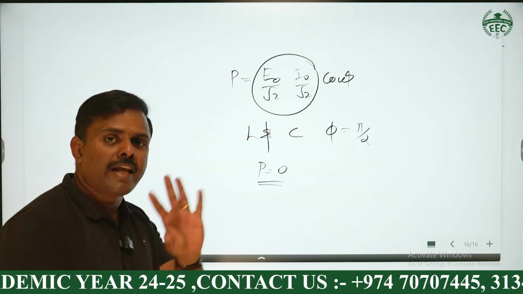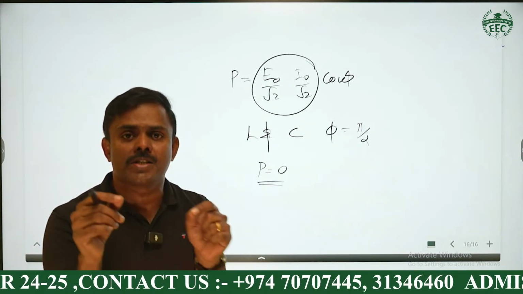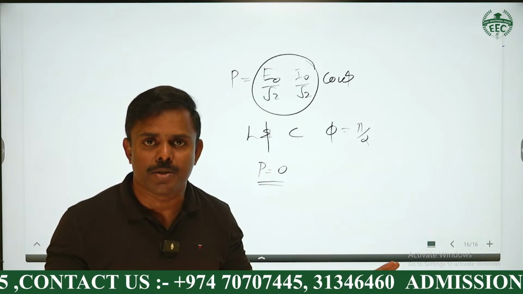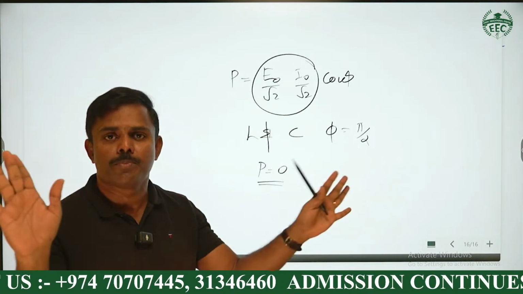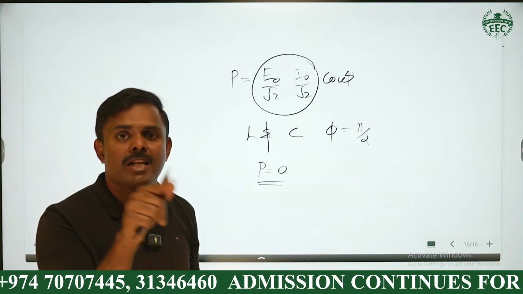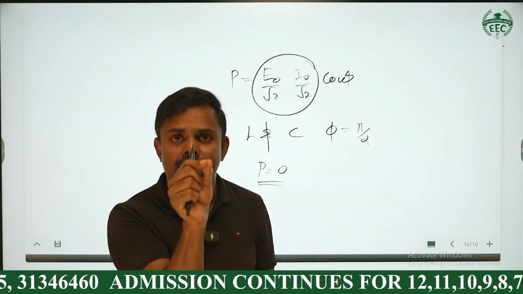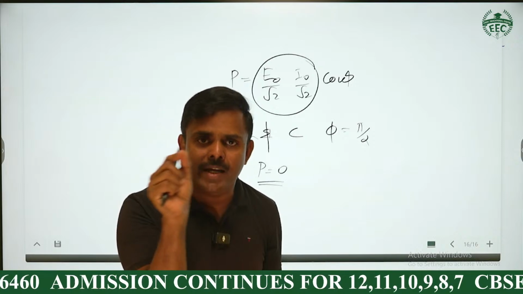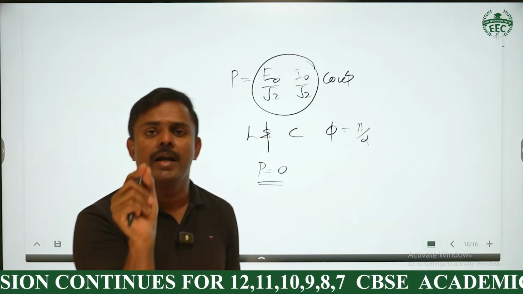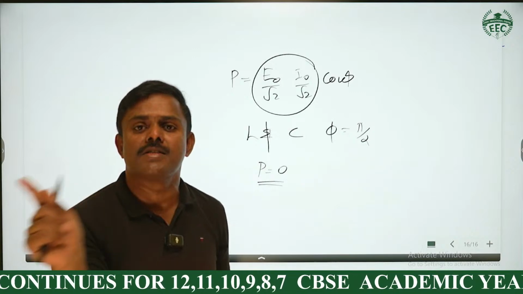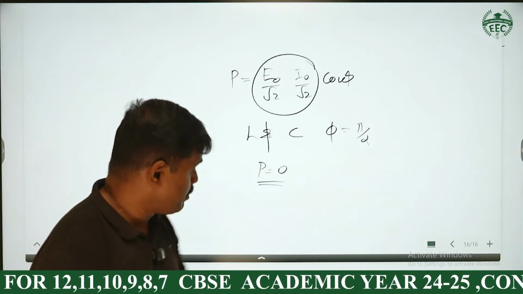That means no heat dissipation. You have a statement like this: an ideal inductor or capacitor never gets heated up. If it is ideal, you can touch it and understand. Why? It won't produce heat. Okay, that can come in an assertion reason question. Assertion: an ideal inductor or capacitor never gets heated up. That's true. Reason: in an ideal inductor or capacitor, phase difference is pi by 2. That's also true. Check what the option is. Okay, that's an important question.